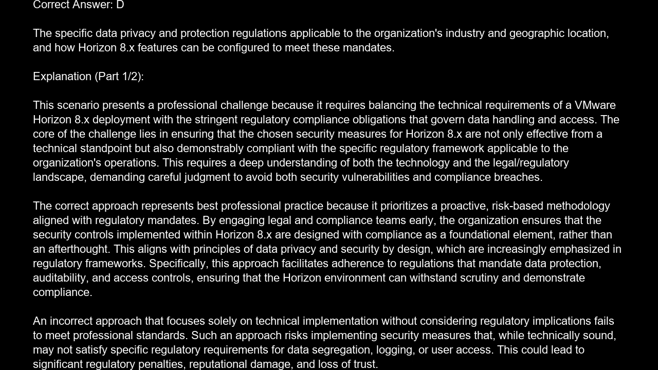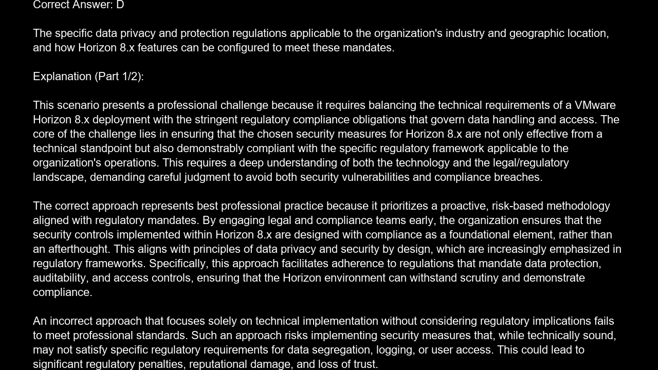This aligns with principles of data privacy and security by design, which are increasingly emphasized in regulatory frameworks. Specifically, this approach facilitates adherence to regulations that mandate data protection, auditability, and access controls, ensuring that the Horizon environment can withstand scrutiny and demonstrate compliance.